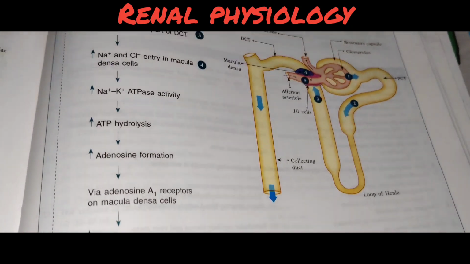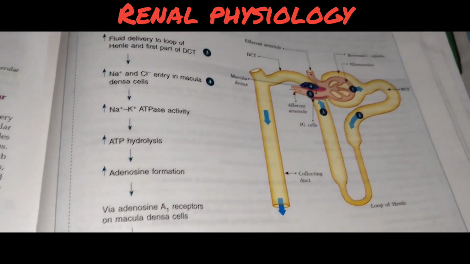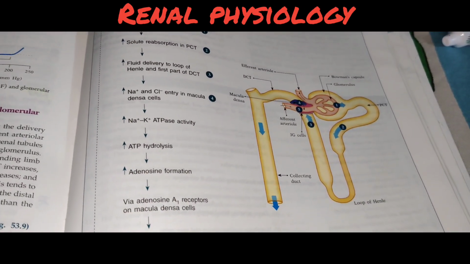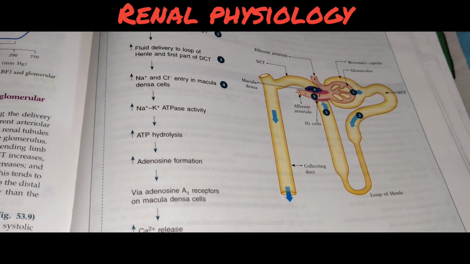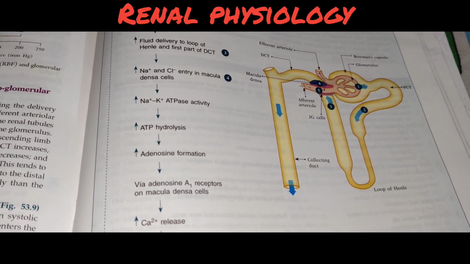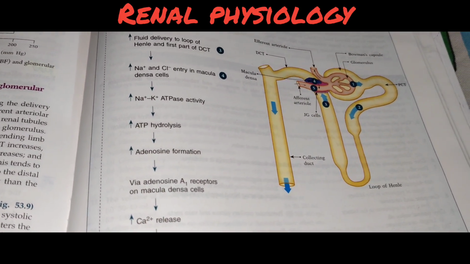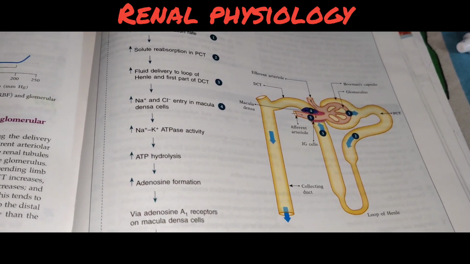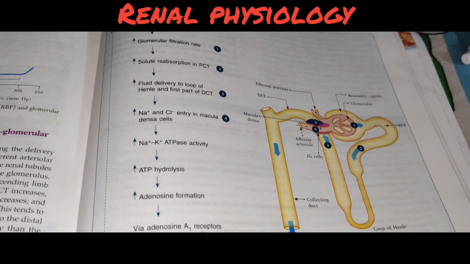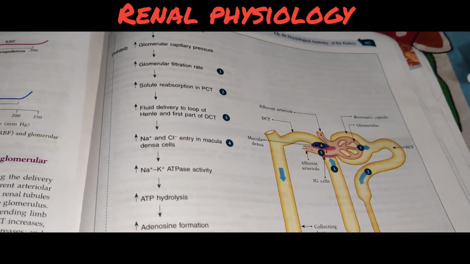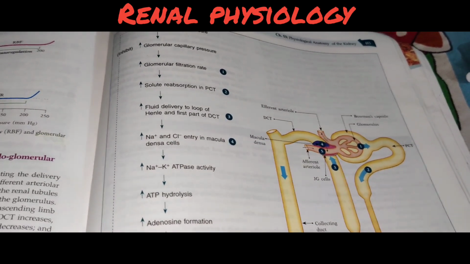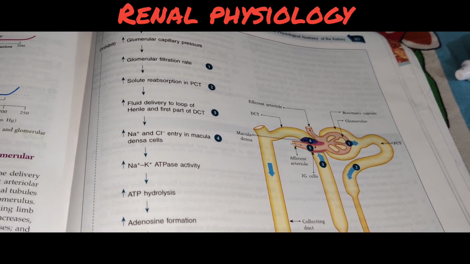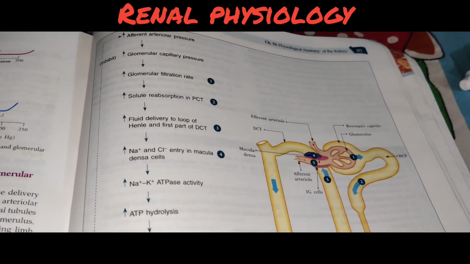Okay, so in short, what does this mean? Whenever the GFR increases, sodium entry into macula densa cells will increase, which by various steps will increase the calcium release, which will contract the afferent arteriole. And if the afferent arteriole contracts, there will be less fluid entering the glomerulus, and therefore the GFR will decrease.